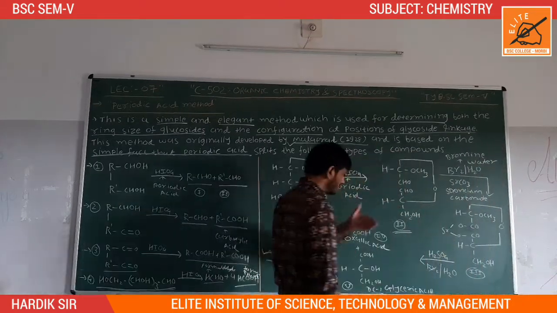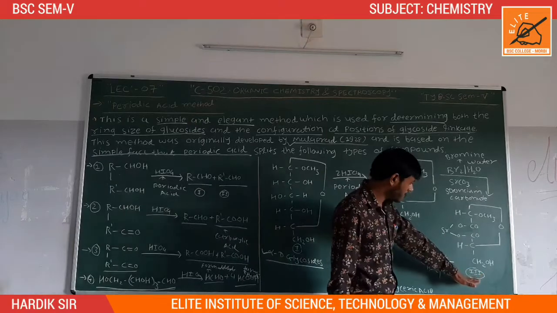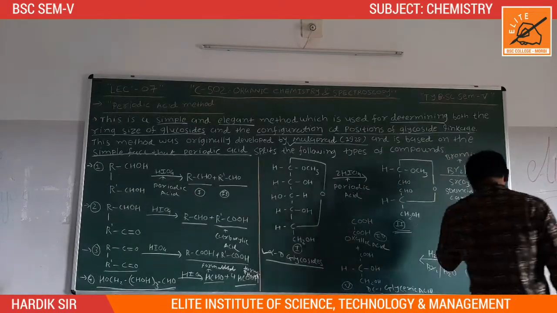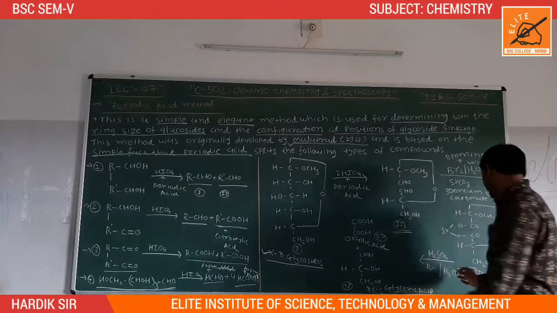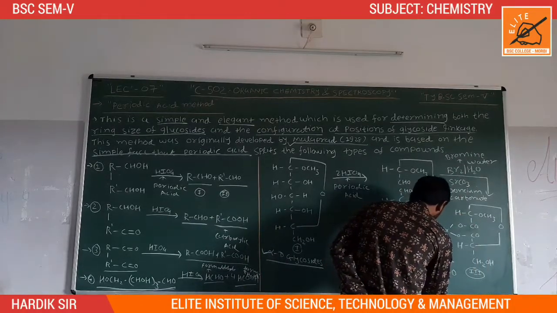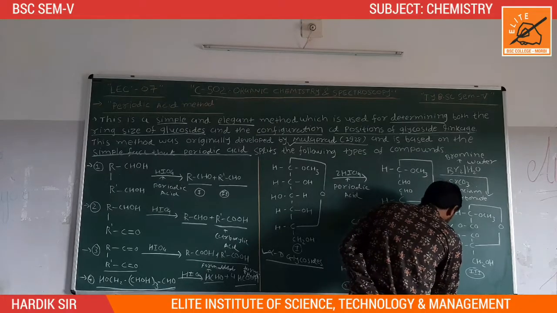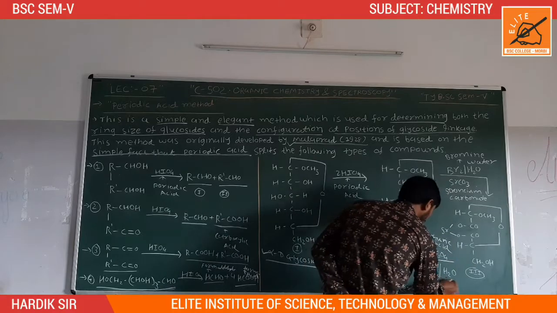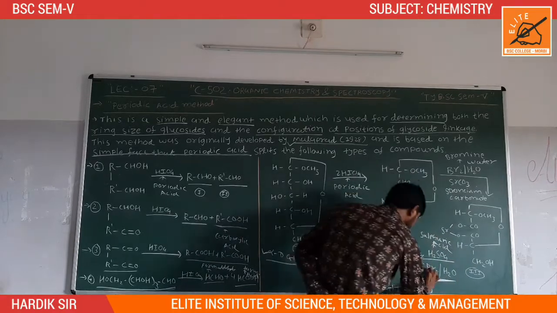This is the first compound, this is the second compound, and this is the third compound, our second intermediate product. Now our second intermediate product is reacted with the sulfuric acid and bromine water. This is the bromine water.